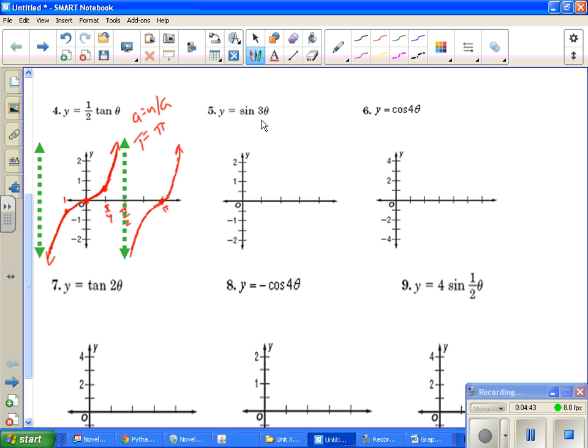Okay. Here we got a period change. So your amplitude is still 1 because there's no number in front, but the period for sine is normally 2 pi. So this one's going to be 2 pi over 3. So it still starts at 0. But when it gets over here, instead of that being 2 pi, let's just call that 2 pi over 3.